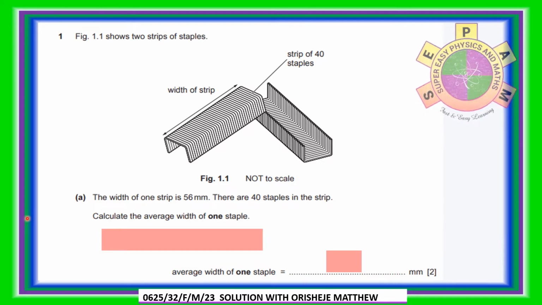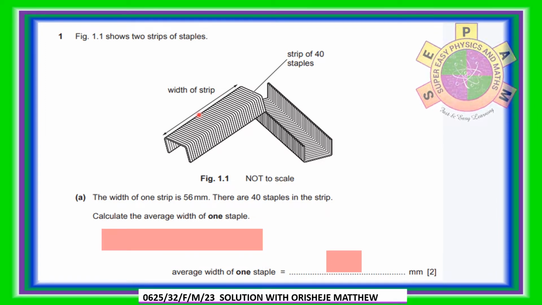Figure 1.1 shows two strips of staples. Each of the strips contains 40 staples. The width of one strip is 56 mm. There are 40 staples in the strip. Calculate the average width of one staple.